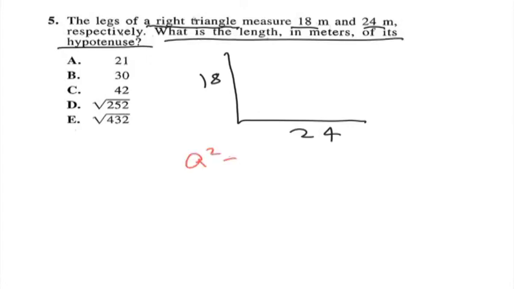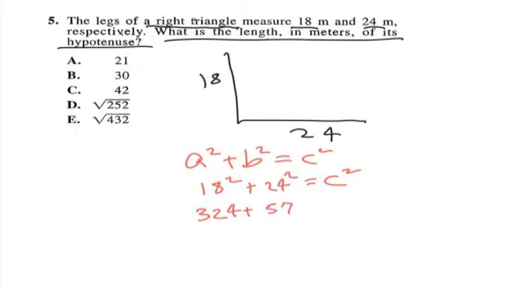Remember, a squared plus b squared equals c squared. So we do 18 squared plus 24 squared equals c squared. So when you set this up, you're going to get 18 squared, which is 324, plus 24 squared, which is 576. And when you add those together, you're going to get 900. And that means c is equal to 30 because 30 squared is 900, making B the answer to number 5.